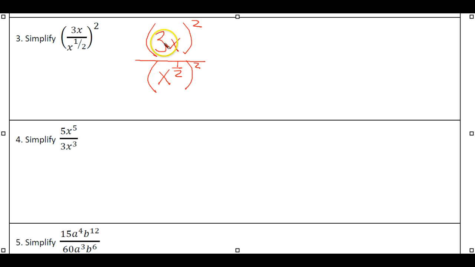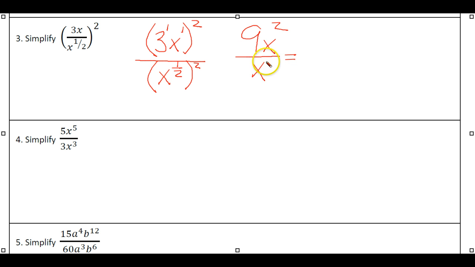Now we're going to raise 3 to the 2nd power. Remember, there's a 1 there. That's 3 to the 2nd power. This will be 9. x to the 2nd. There's a 1 there. Now when we raise x to the 1/2 power to the 2nd power, we just multiply, and this gets 2 over 2, which is 1, so this is over x.